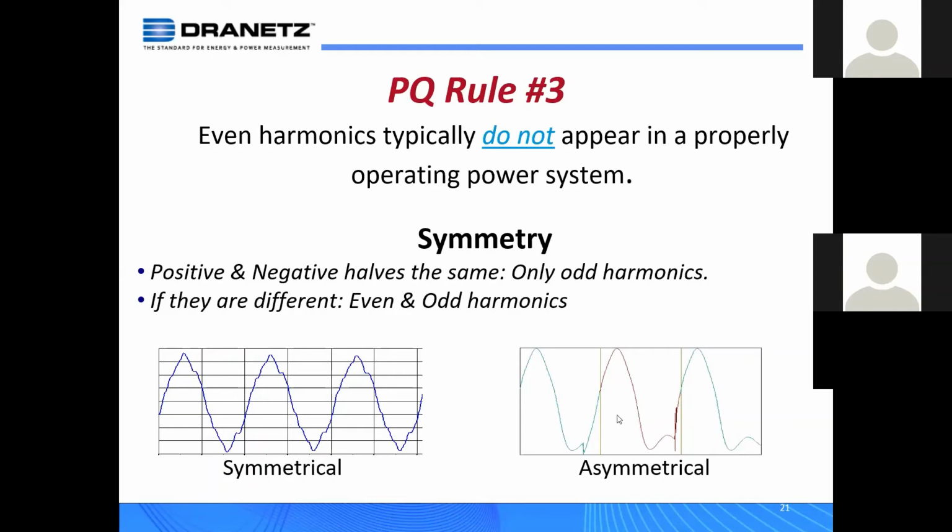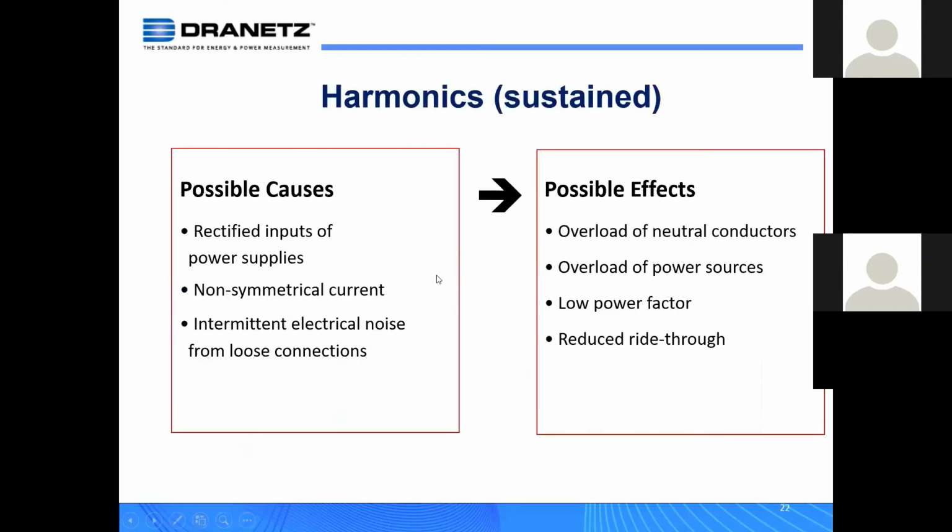So, okay, continuing along. What are the causes and effects of harmonics? You have rectified inputs and power supplies, non-symmetrical or asymmetrical current, intermittent electrical noise from loose connections. If they're continually occurring, they can be the cause. And just the loads in the system are what cause it in a modern system. Even going back 20 or more years, you see harmonics being an issue. And basically power systems happen to be designed in the presence of harmonics.